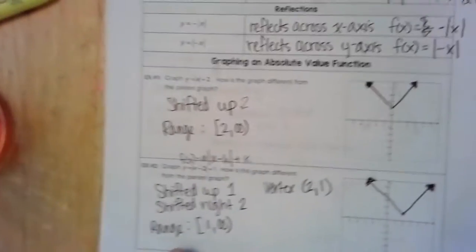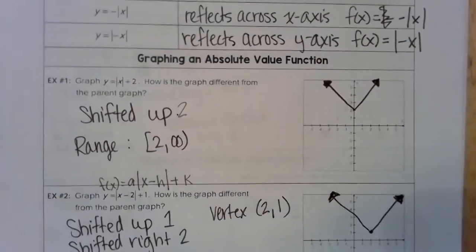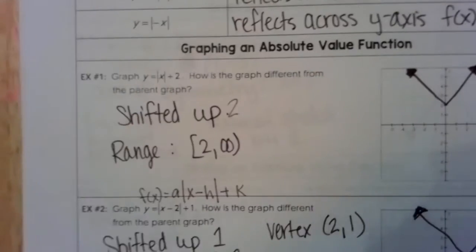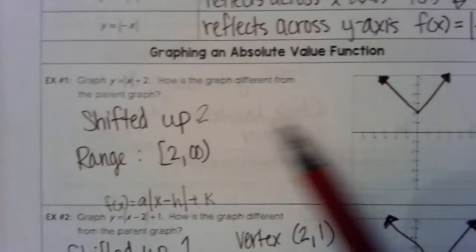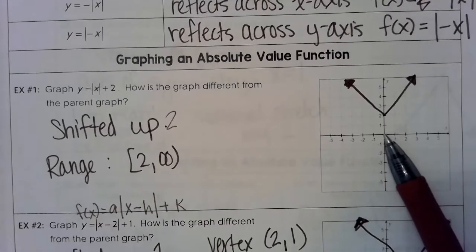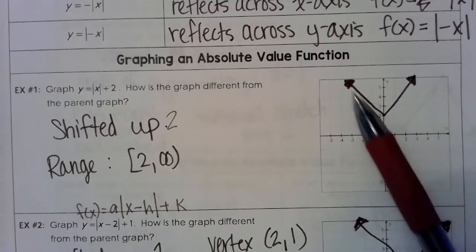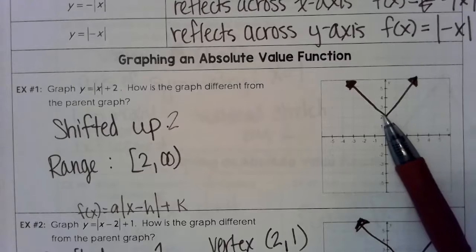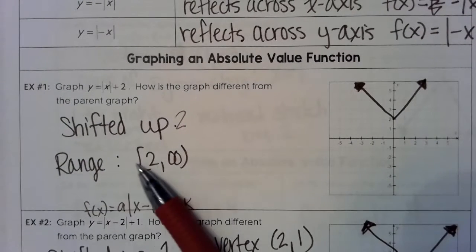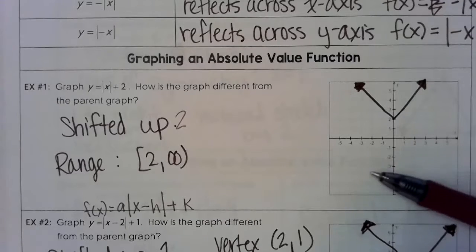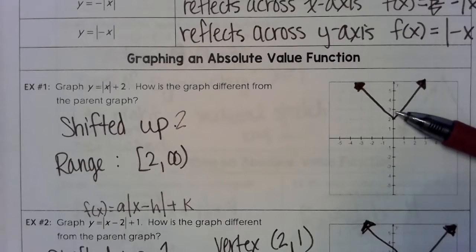So a couple of examples. This one shows that we have plus 2, which means that we're going to be shifting up by 2. And that means that our vertex just moves up by 2, but the actual image doesn't change its shape. So we still are going over 1, up 1, over 2, up 2, over 3, up 3. The range does change because our starting point actually moved up.